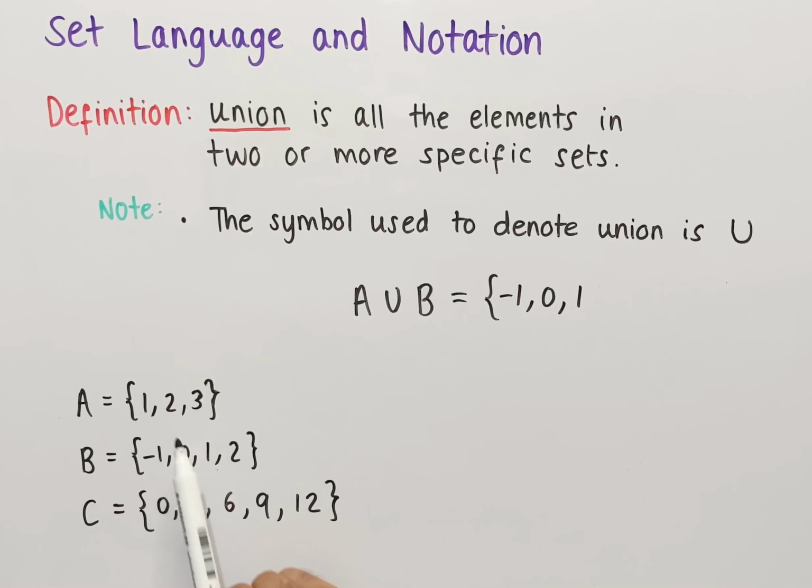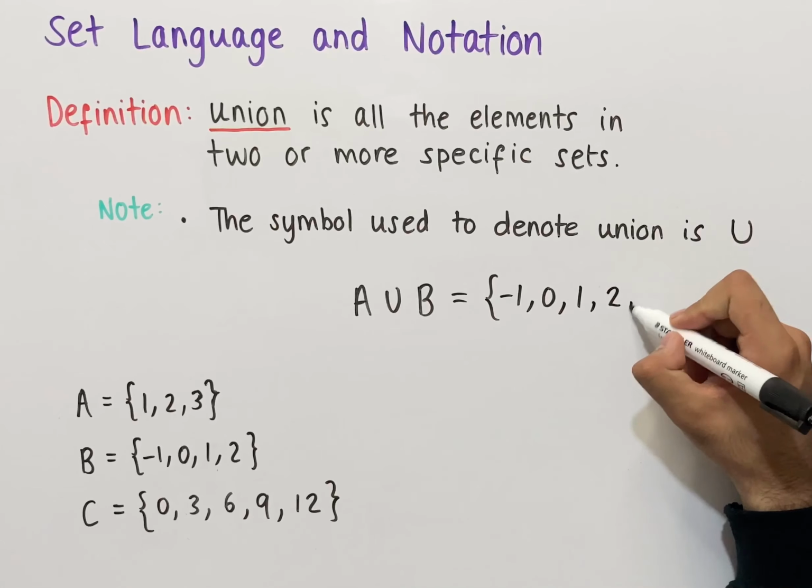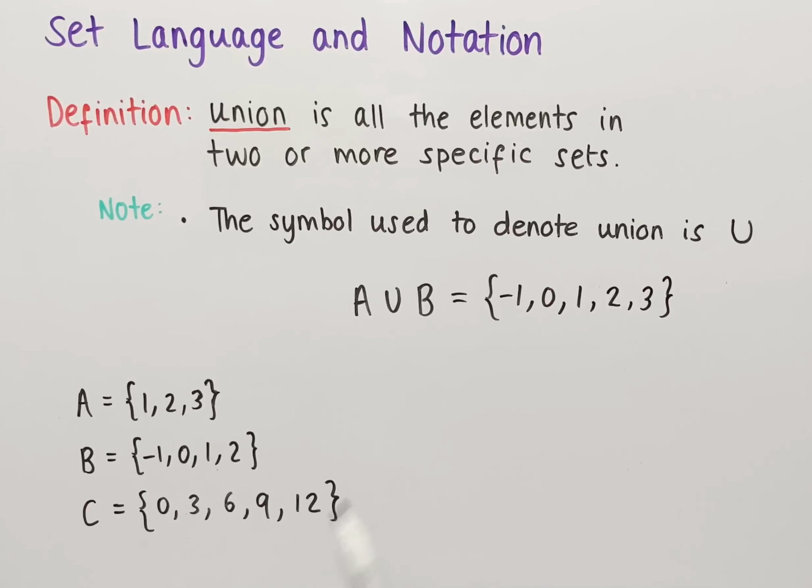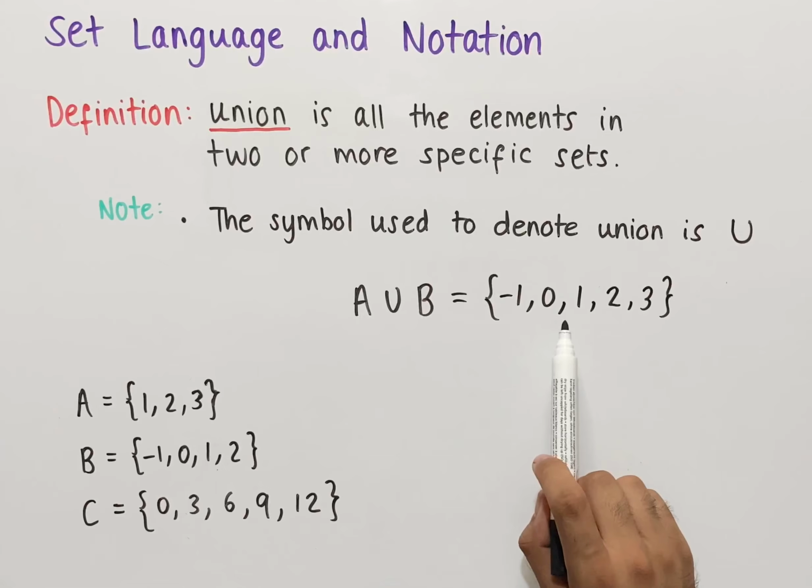Then we've got 2, so again 2 is in both A and B, but we only need to write 1, 2, and then 3 is in A, so we need to have a 3. So the union for A and B is equal to this. That's all the elements in A and B, whether they overlap or whether they don't.